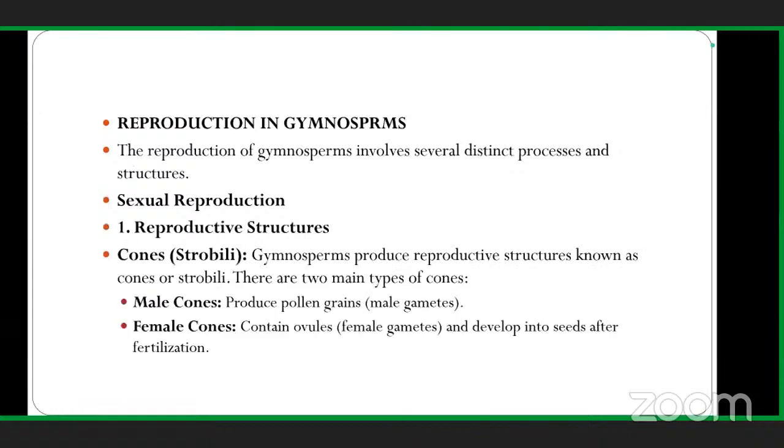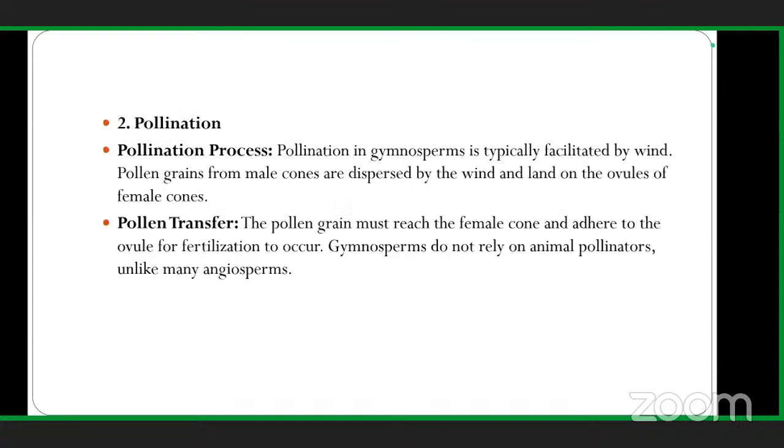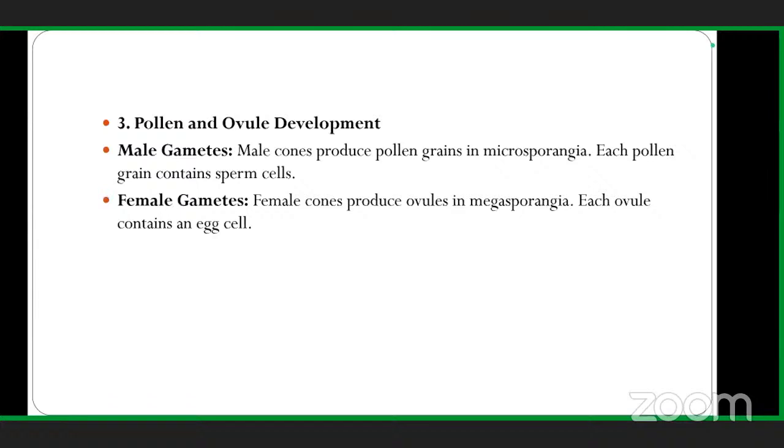Now reproduction. Sexual reproduction is there, where there are male cones and female cones. Male cones will produce pollen grains, and female cones will produce ovules that develop into seeds after fertilization. Next, pollination will take place. When the pollen is mature enough, it will disperse in the wind and fall onto the ovule for fertilization. Pollen and ovule development.